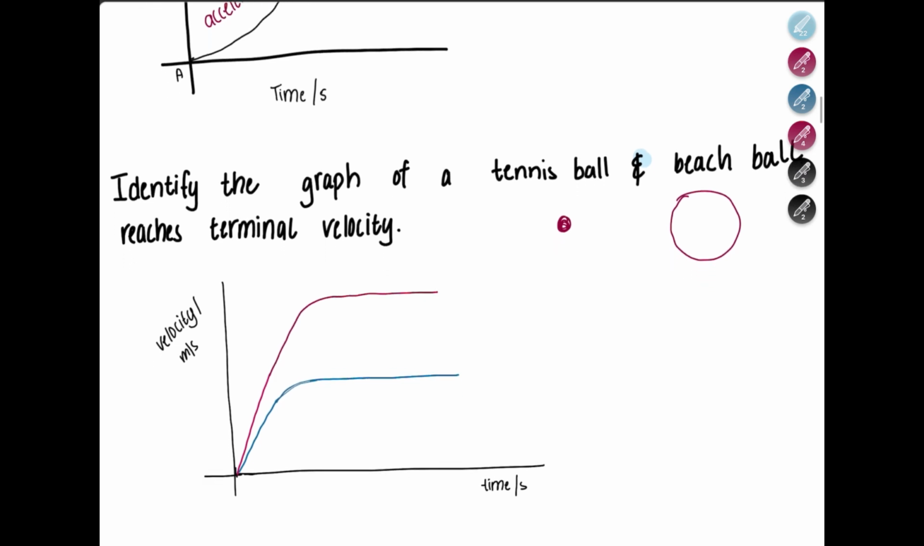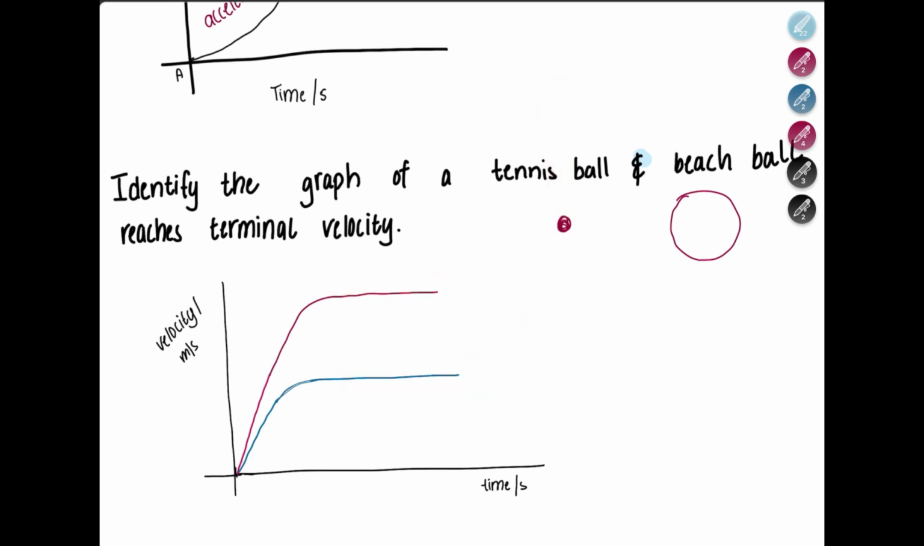Now we have a graph that shows time and velocity, and we can see that this is a graph of a tennis ball and a beach ball that have reached terminal velocity. Can you identify which one? Now, terminal velocity is the velocity of a falling object where the acceleration is zero, resultant force is zero, and it's moving at a constant velocity. The downward force of the weight is balanced with the upward force of the air resistance or drag.